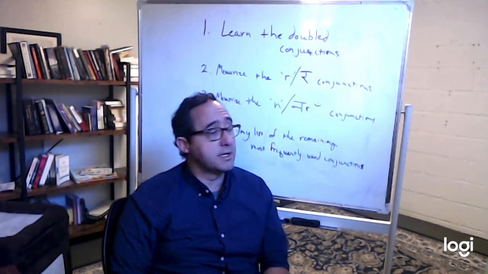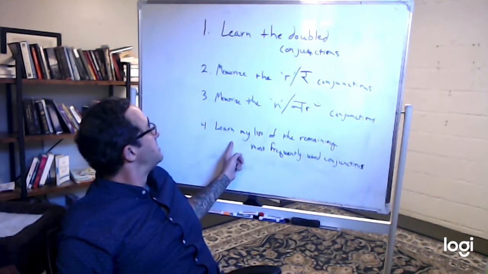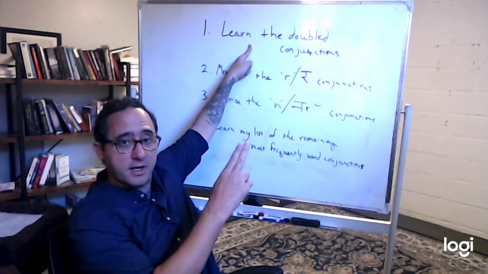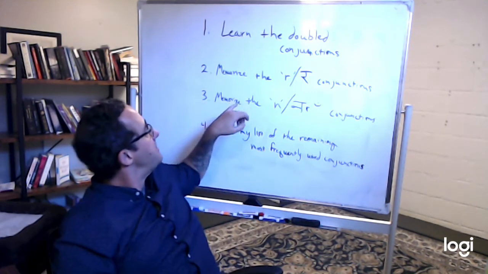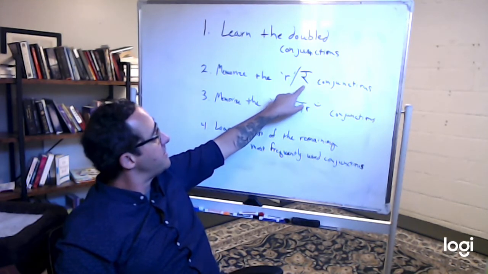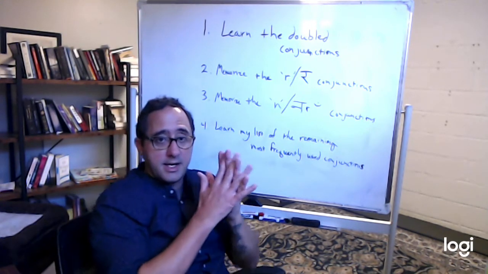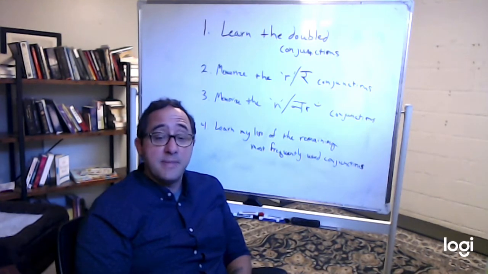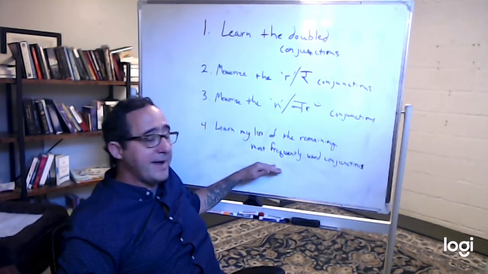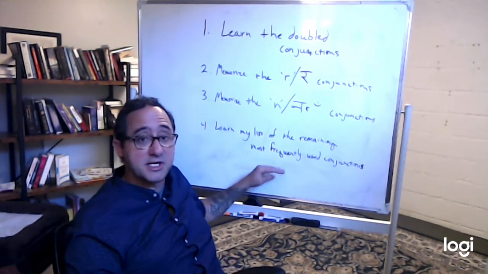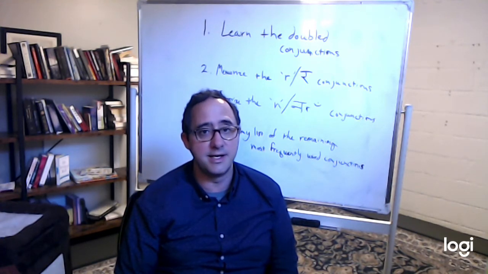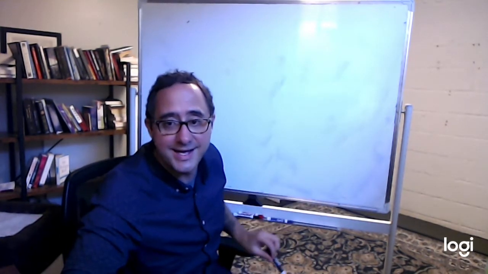Today we're going on to our fourth part. So we did the doubled conjunctions before of consonants. We've already done the R and the N conjunctions. Make sure that you go back and learn those as well. And now we're going to go over the remaining most frequently used conjunctions, in my experience of reading Hindi. All right, starting with K.